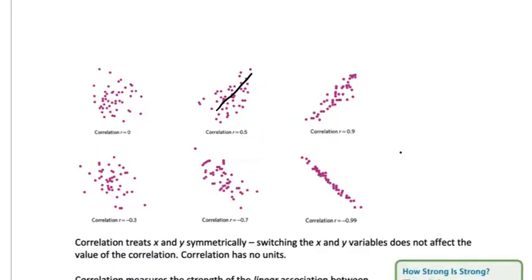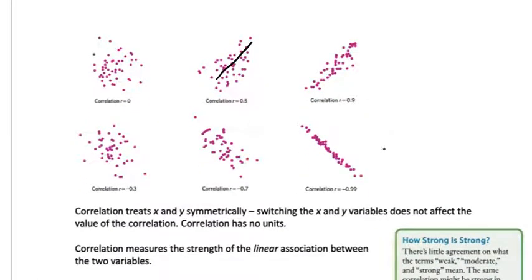Down here we have some negative correlations. -0.3, these are still pretty widely scattered, but they kind of make a line with a negative slope. R of -0.7 is much closer to a line with a negative slope, and R of -0.99 is pretty close to a line with a negative slope.